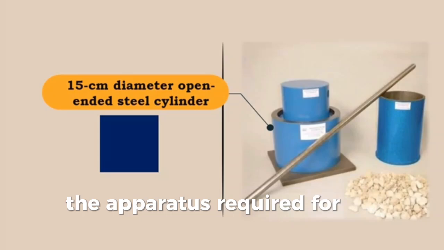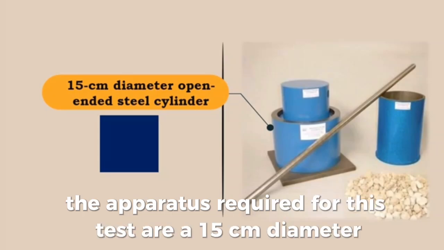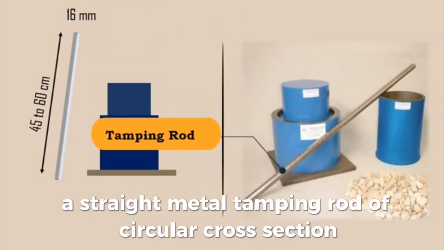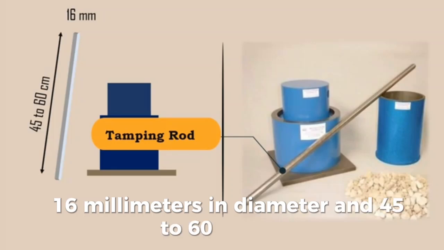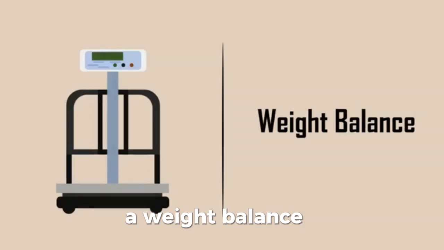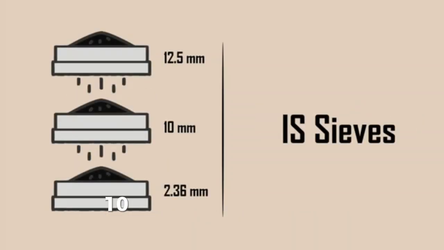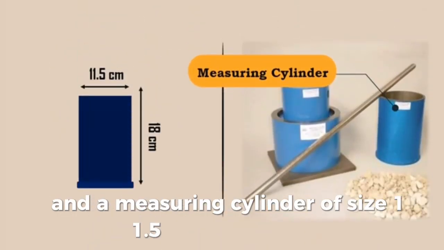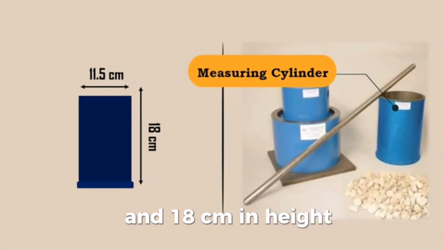The apparatus required for this test are a 15 cm diameter open-ended steel cylinder with plunger and base plate, as per the dimensions conforming to the Indian Standard Code IS 2386 Part 4 1963. A straight metal tamping rod of circular cross-section 16 mm in diameter and 45 to 60 cm long, rounded at one end. A weight balance. IS sieves of sizes 12.5 mm, 10 mm and 2.36 mm. A compression testing machine. And a measuring cylinder of size 11.5 cm in diameter and 18 cm in height.